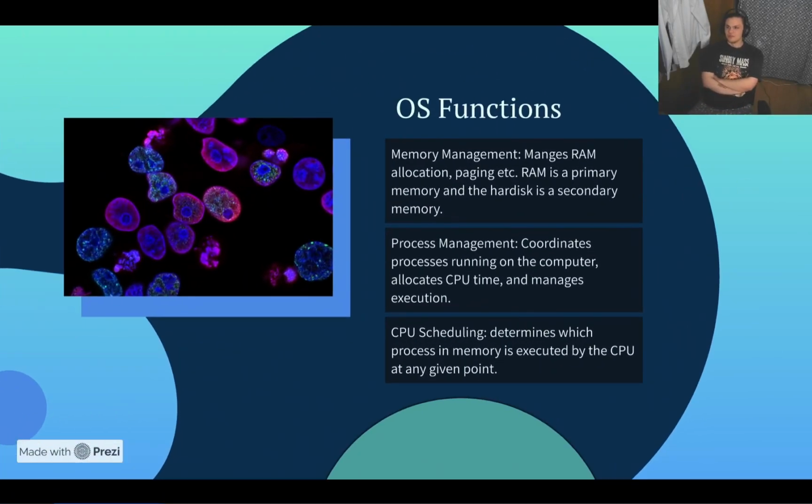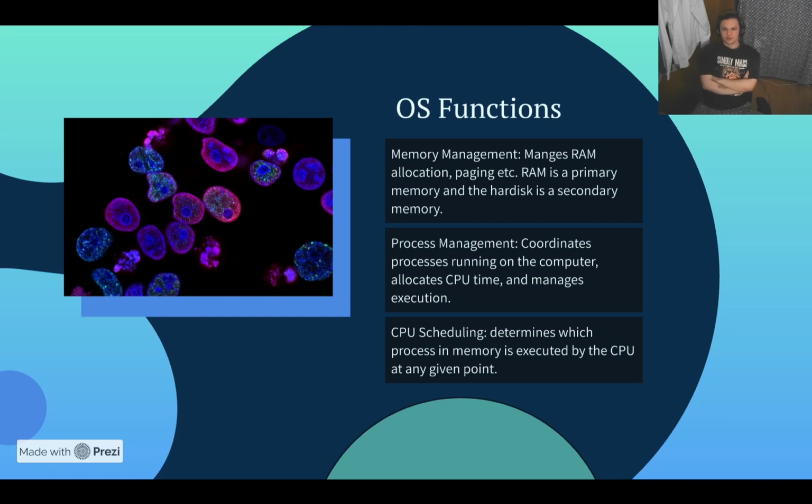So these are the main functions of the operating system that we're going to cover today. The first one being memory management, which manages the RAM allocation, paging. RAM is a primary memory, and the hard disk is a secondary memory. So we're going to be talking about primary and secondary very often.